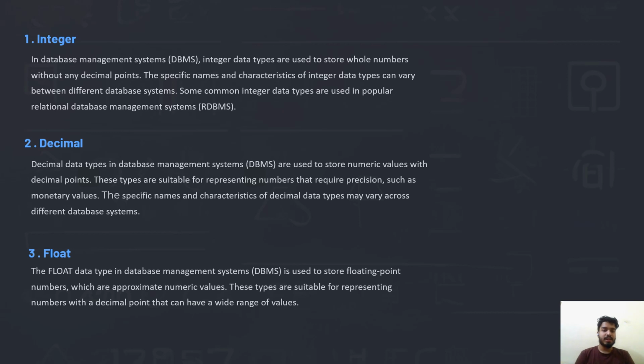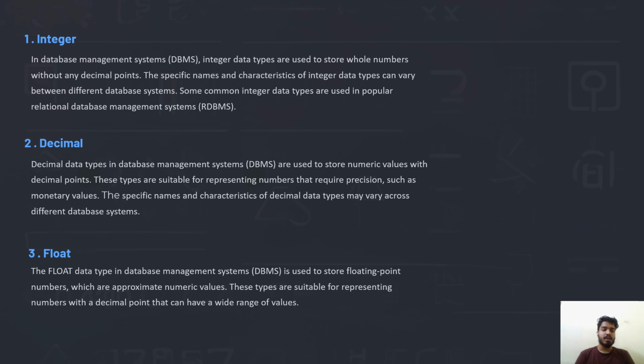Decimal. Decimal data types in a database management system are used to store numeric values with decimal points. These types are suitable for representing numbers that require precision, such as monetary values. The specific name and characteristics of decimal data types may vary across different database systems.